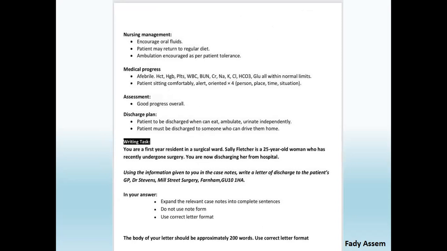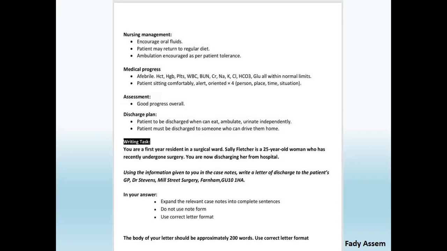Finally, we need to reach the writing task. What exactly and to whom should I write in this letter? You are a first-year resident in a surgical ward. Sally Fletcher is a 25-year-old woman who has recently undergone surgery. You are now discharging her from hospital. Using the information given to you in the case notes, write a letter of discharge to the patient's GP.